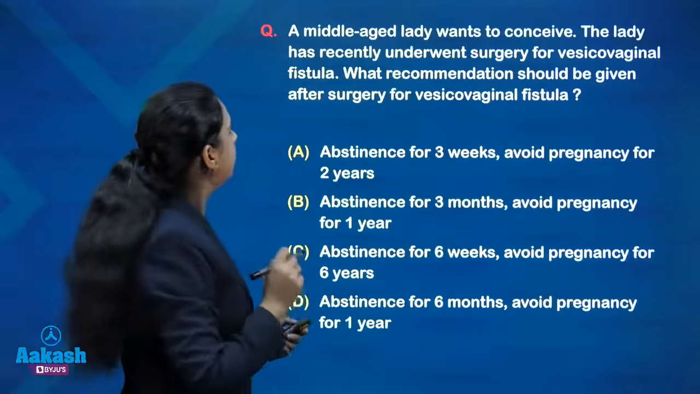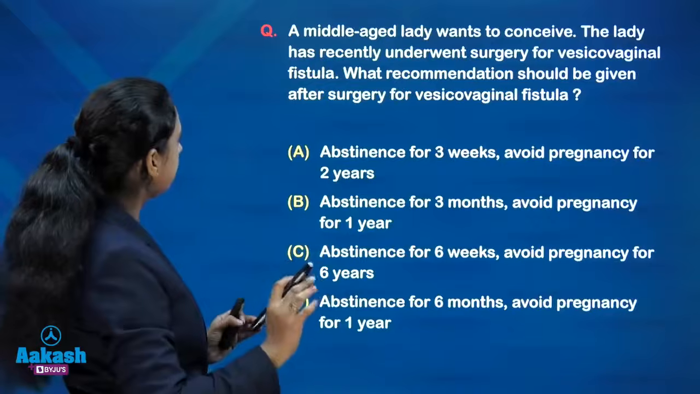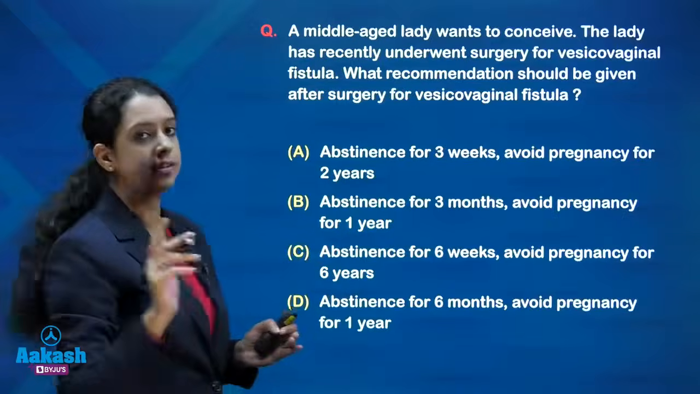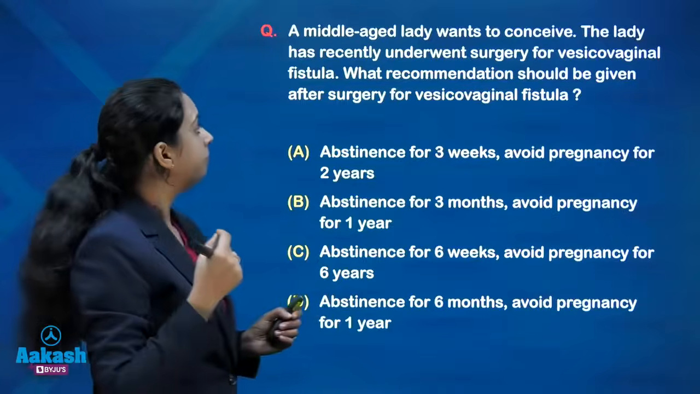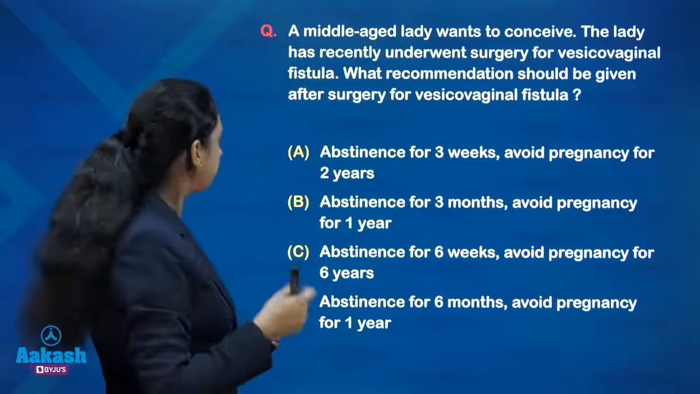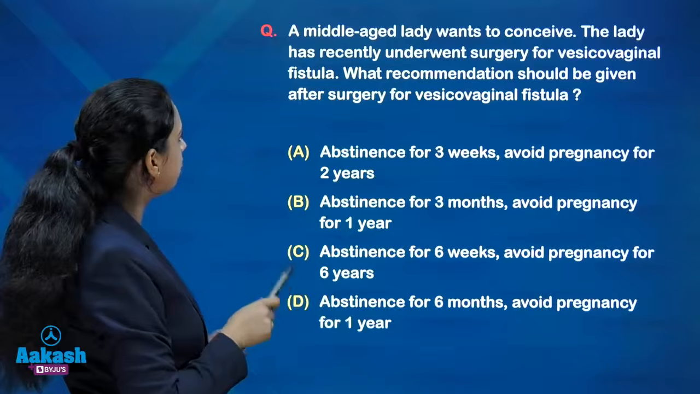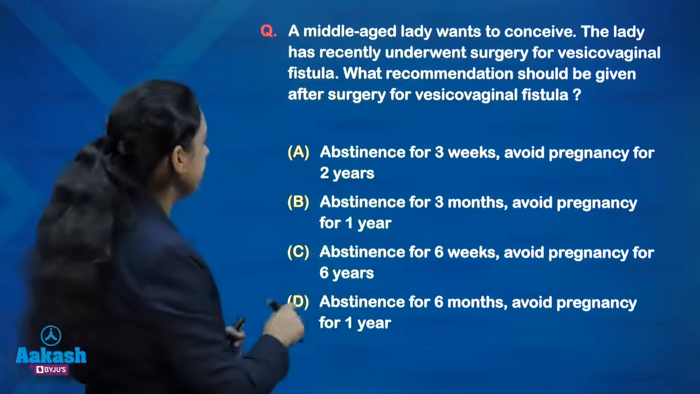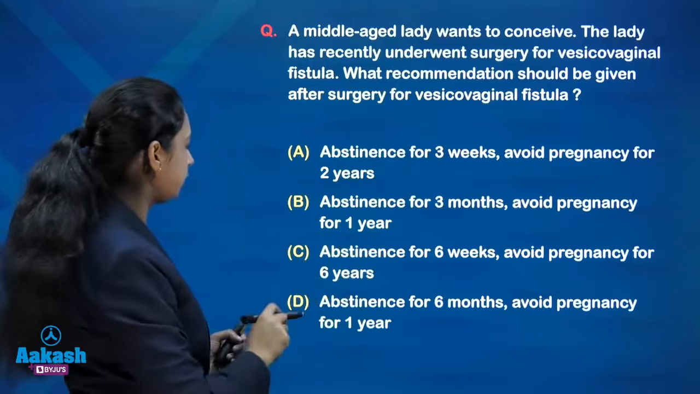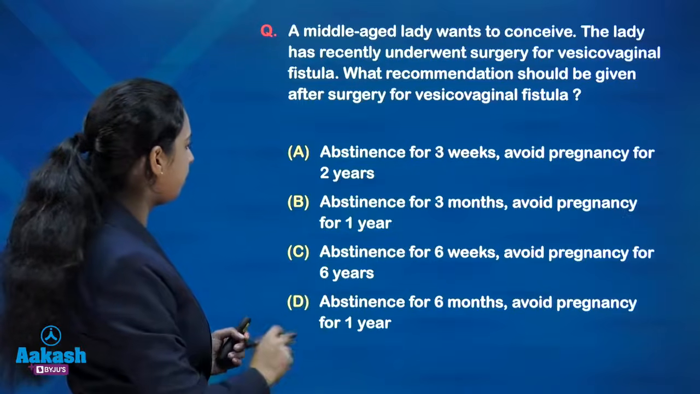Next question. Middle-aged lady wants to conceive. Now lady has recently undergone surgery for vesicovaginal fistula. What recommendation will be given after VVF surgery? Abstinence for 3 weeks and avoid pregnancy for 2 years. Abstinence for 3 months and avoid pregnancy for 1 year. Abstinence for 6 weeks, avoid pregnancy for 6 years. Abstinence for 6 months, avoid pregnancy for 1 year.